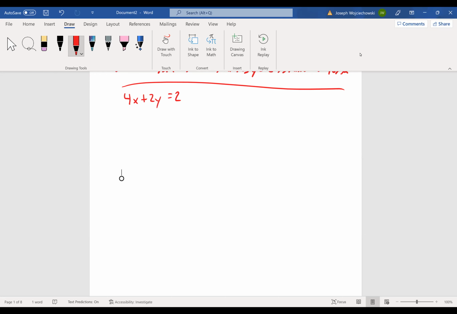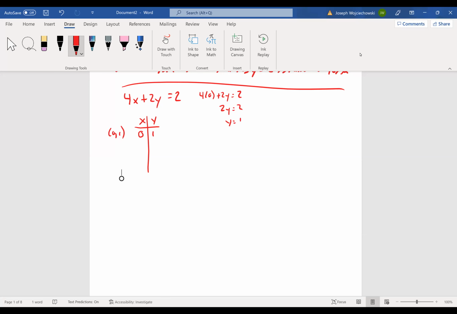To graph this, we need to get points. Now, while I'm sure you've heard that 2 points define a line, we want 3. So here's what we do. We just pick a value of x or y and see what y becomes. So I like to work with 0, which gives me 4 times 0 plus 2y equals 2. That means 2y equals 2 and y equals 1. So there's my first point, 0, 1.